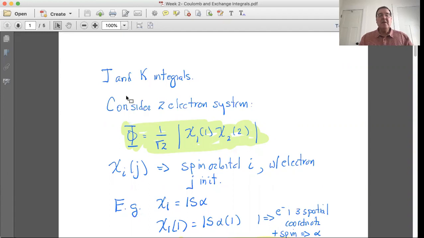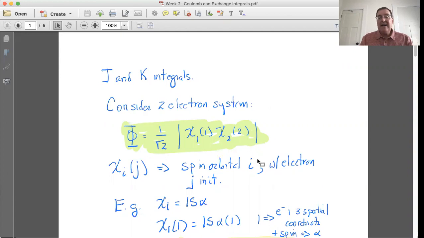All right, I want to talk a little bit about J and K integrals. See if we can make sense of when they arise, why they arise, and how they might affect the energy. So we're going to make this real simple. It's just two electron systems.